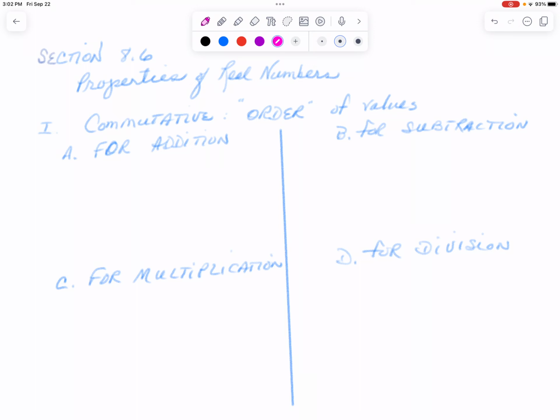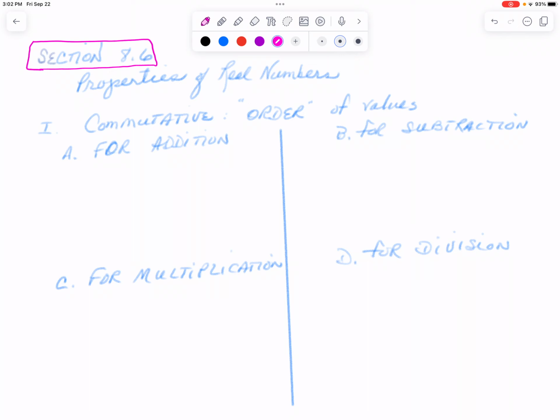I had a student ask me some questions about Section 8.6 in the Hawks textbook for Math 101. So I told her I'd make a short video to run through these various properties of real numbers and try to make a little more sense of them for you.